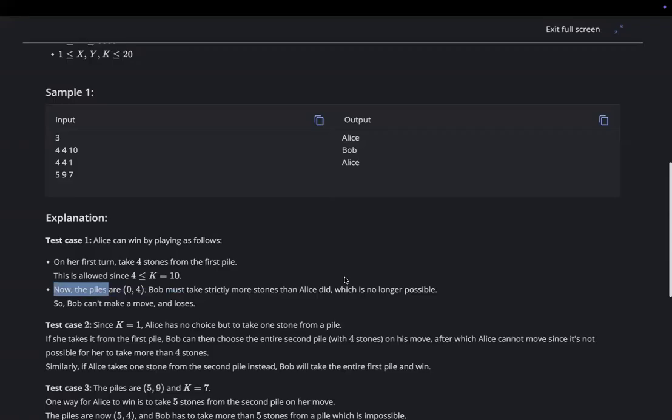And after that, Bob will have to choose a pile with at least 5 stones because he has to remove at least 5 stones. But the two piles that are there have 0 and 4 stones. So Bob does not have any pile that he can remove. So Bob will lose. I hope it makes sense. Yes or no?